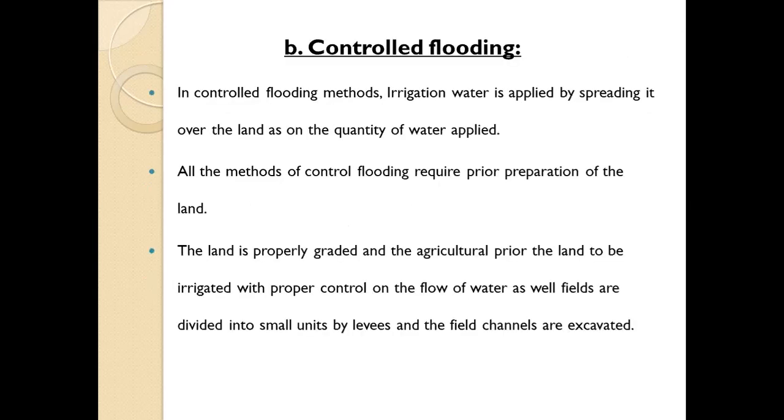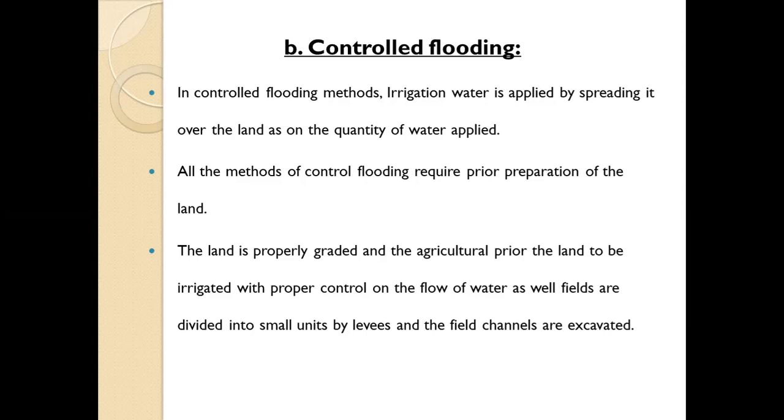The second one is controlled flooding, right? So in the controlled flooding method, irrigation water is applied by spreading it all over the land, with control on the quantity of water applied. All the methods of controlled flooding require prior preparation of the land. Land is properly graded and prepared prior to being irrigated, with a proper control on the flow of water, as well as fields are divided into small units by levees and field channels are excavated.